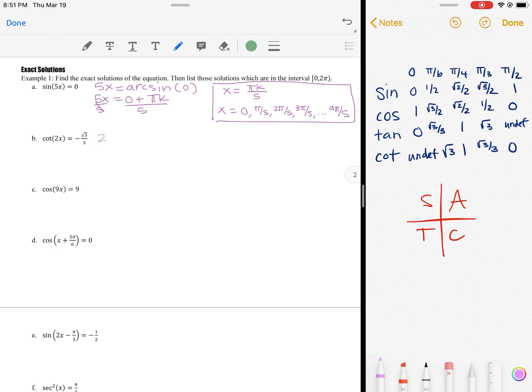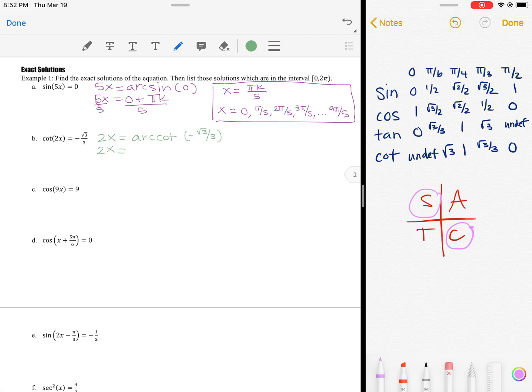Okay, let's go to the next one. I would start off the same way. We're saying 2x equals arc cotangent of negative square root of 3 over 3. As you look at your chart over on the right, cotangent is the square root of 3 over 3 at pi thirds. The problem is it's now negative. So rather than it being a positive pi thirds, we're either going to be in the second or the fourth quadrant for it to be negative. So you have two options about how you want to write that.